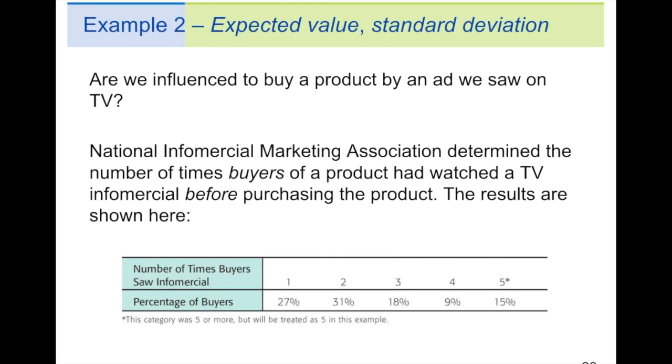Are we influenced to buy a product by an ad we saw on TV? The National Infomercial Marketing Association determined the number of times buyers of a product had watched a TV infomercial before purchasing the product. The results are shown here. So, if they saw it 1 time, 25%, 2 times, 31%, 3 times, 18%, 4 times, 9%, and 5 times, 15%. Note it says 5 is actually 5 or more, but it's actually going to be 5 for this example.